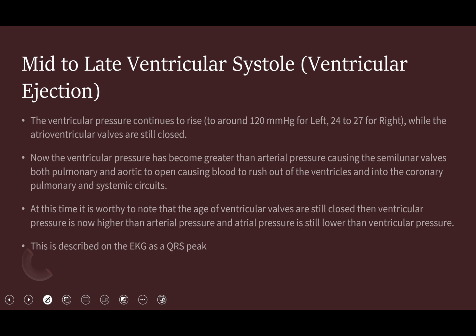Now, the ventricular pressure has become greater than the arterial pressure, causing the semilunar valves, both pulmonary and aortic, to open, causing blood to rush out of the ventricles into the coronary, pulmonary, and systemic circuits, right?